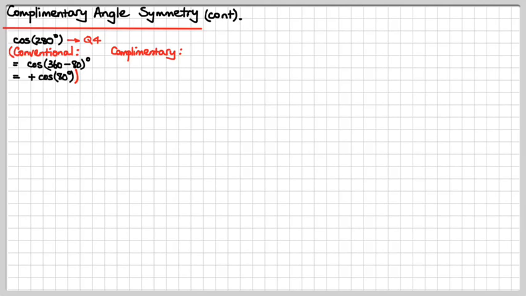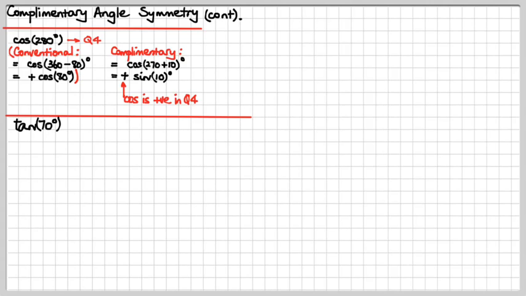Complementary wise, you'd say, no, we've got to think of this relative to the vertical axis. So that's going to be the cos of 270 plus 10, and cos is positive in quadrant 4, so it's going to be plus sine 10 degrees. Yeah, cos is positive in quadrant 4.